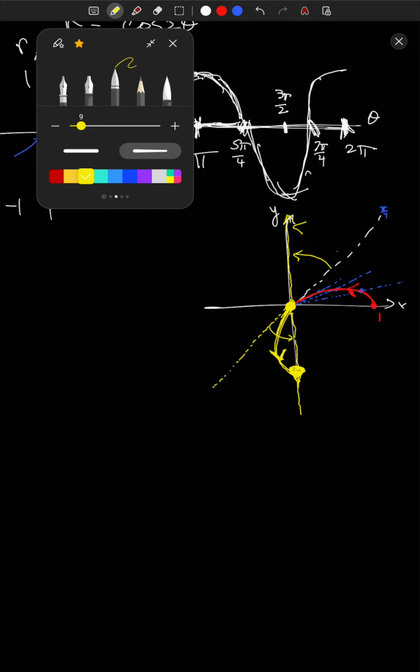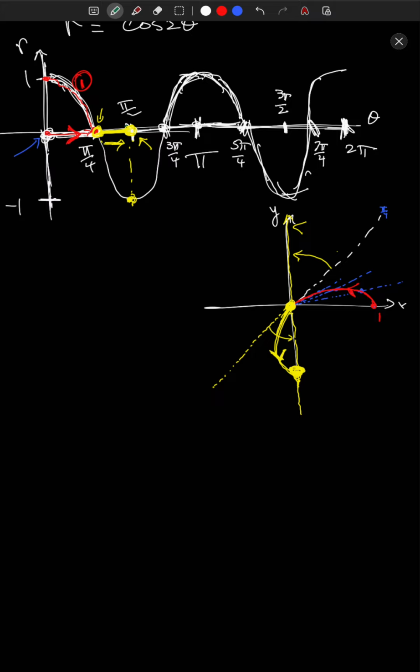What we're doing next is pi over 2 to 3 pi over 4. So what is that in terms of just theta? Pi over 2 is the vertical, right? Positive y-axis. And then 3 pi over 4 would be this angle right there, right? So what we're presumably drawing should be in that region right there.